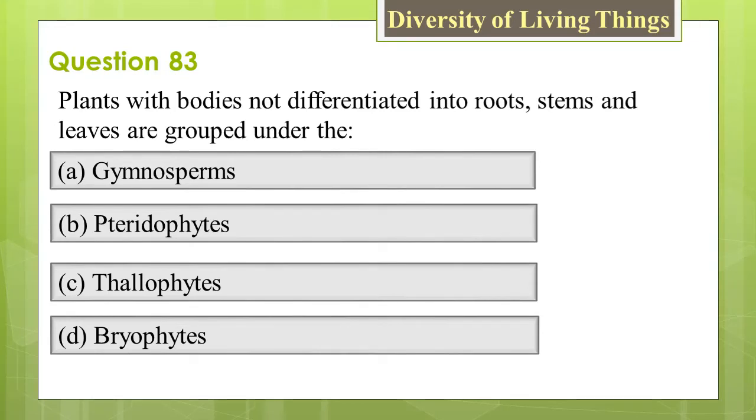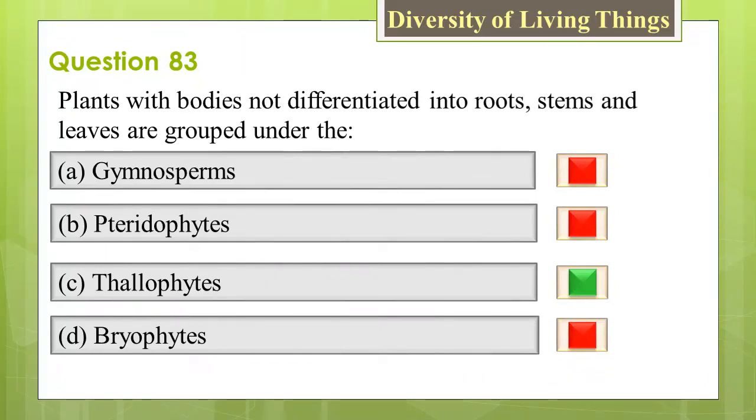Question 83. Plants with bodies not differentiated into roots, stems, and leaves are grouped under A. Gymnosperms. B. Pteridophytes. C. Thallophytes. D. Bryophytes. Which of the following alternatives is the best alternative? The best alternative is C. Thallophytes.